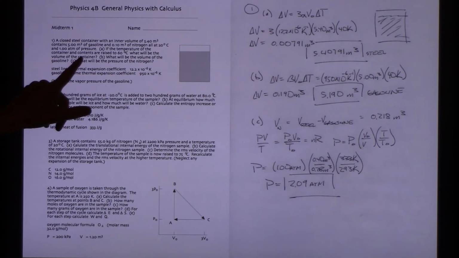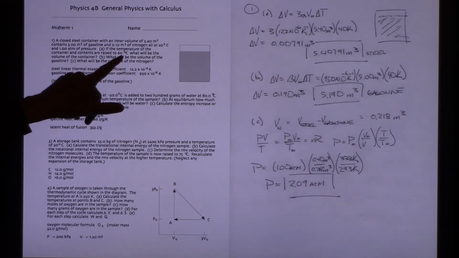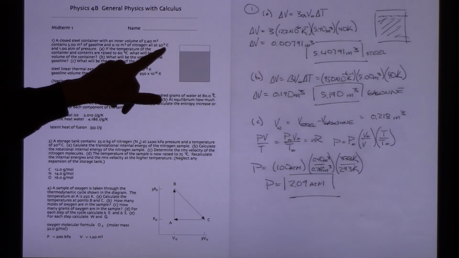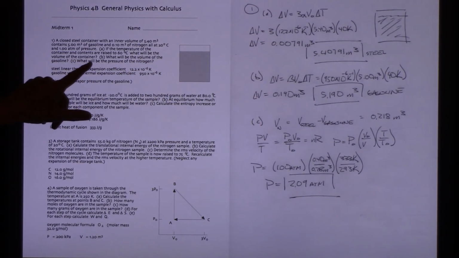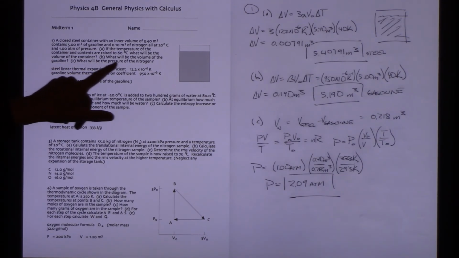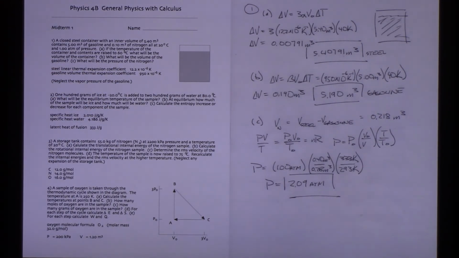If the temperature of the container is going to go up to 60 Celsius, so I'm starting at 20, there's my gasoline, there's the nitrogen. What's going to happen to the volume of the container? What will happen to the volume of the gasoline? And what will be the pressure of the nitrogen? So let's take a look at this and see.